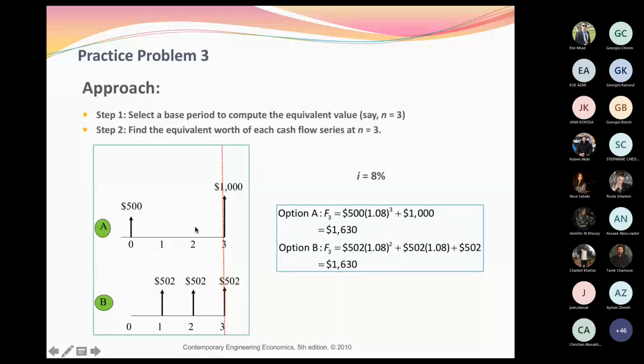We're done with this set of slides. Let me finish with a remark. This 502 is a special cash flow. The 3 amounts are equal. We did 502 compounded twice, 502 compounded once, plus 502. Imagine we have this repeated 10 times or 20 times, and I'm finding its future value. Of course I will not be compounding one by one.